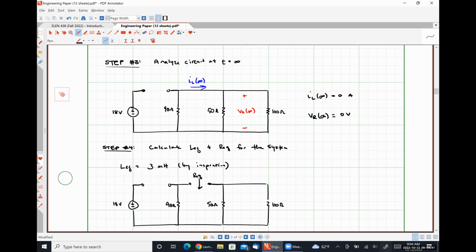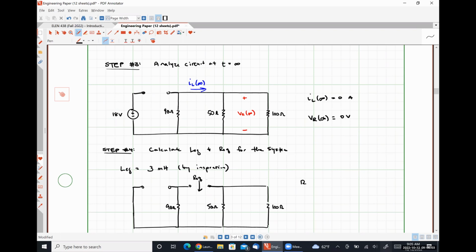Find my equivalent resistance. Now, because I'm making a Thevenin equivalent resistance measurement, I need to make sure that I'm looking at a dead network. So I have to turn off any independent sources I have. So my 18 volt source here should look like a short circuit. And then at this point, I should be able to use just simple resistor combination techniques in order to find the equivalent resistance. So to me, REQ looks like 90 ohms plus 50 ohms in parallel with 100 ohms.